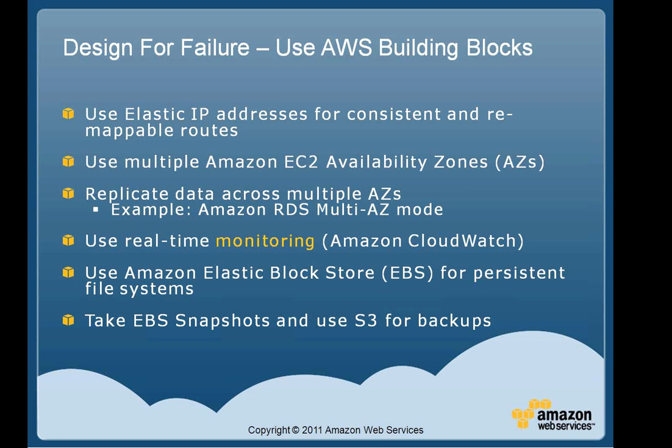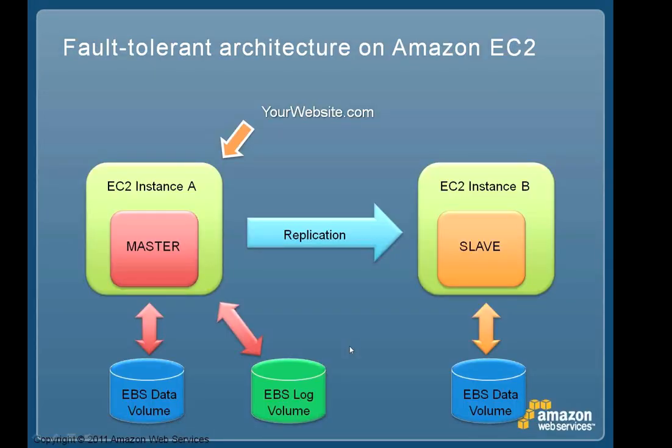So this is also, using EBS snapshots, a viable way to move volumes across availability zones in a region if that were necessary. This drawing here is an example of a fault-tolerant architecture on EC2.